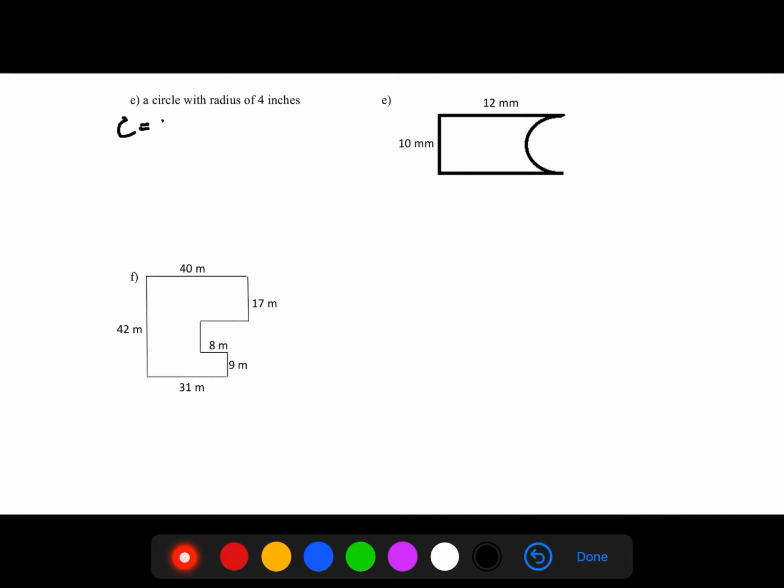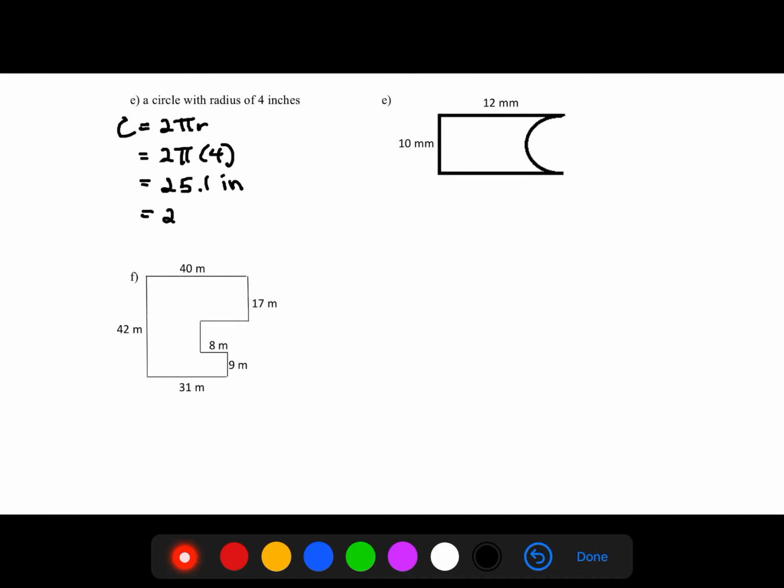Part B just tells us we have a circle with a radius of 4 inches. Right away we know that we're going to use C equals 2 pi r because we're given our radius. And again, subbing in our radius, we know we have 4. We're going to put this into the calculator: 2 times pi, our pi button, times 4. And when we do that, we get 25.1.